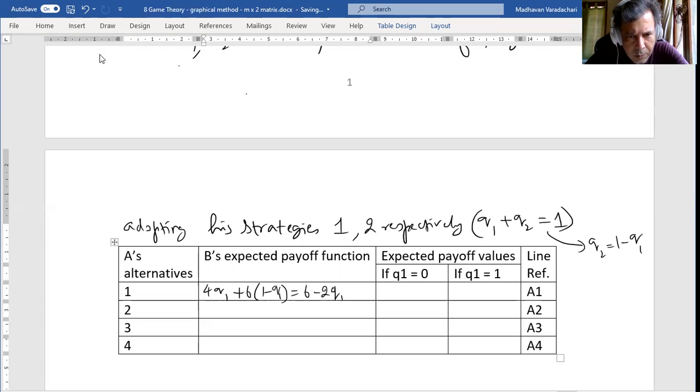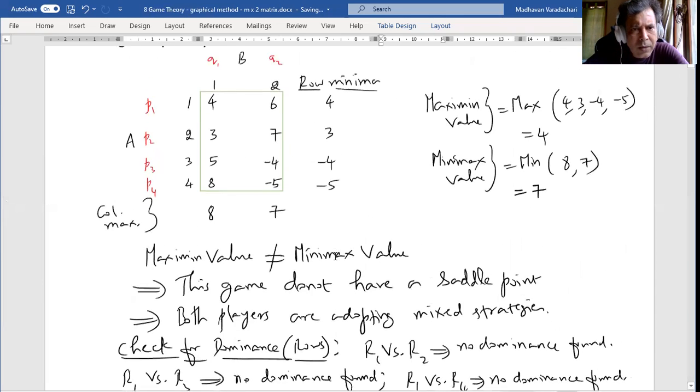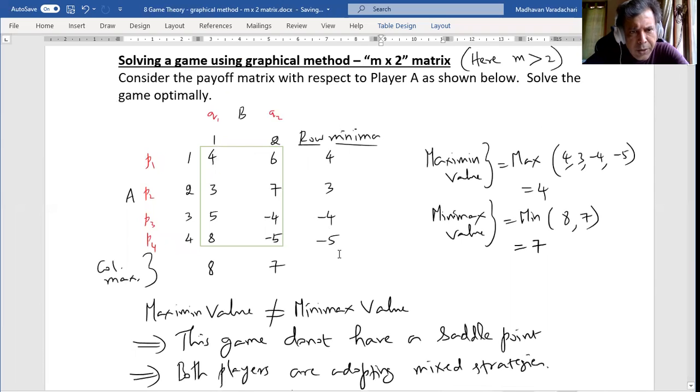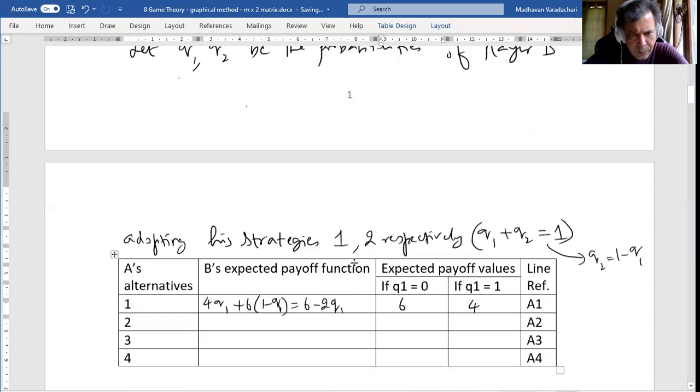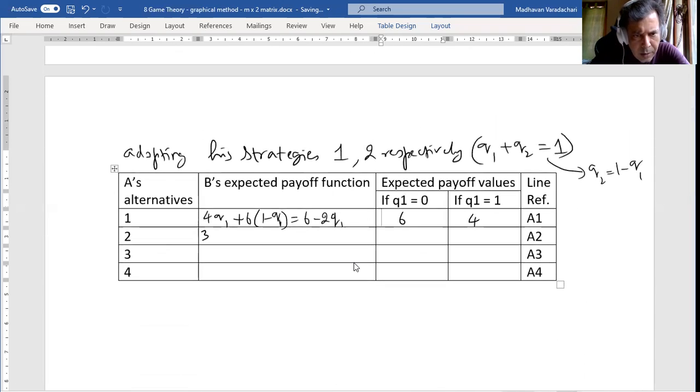Here also Q1. So now if Q1 is 0, this will become 6. If Q1 is 1, this will become 4. Next payoff function, 3Q1 plus 7Q2. 3Q1 plus 7 times Q2, with Q2 written as 1 minus Q1, so this will be 7 minus 4Q1.